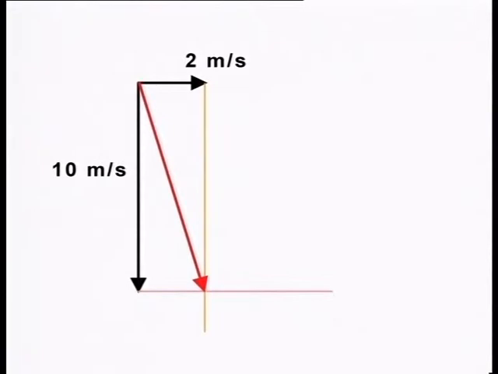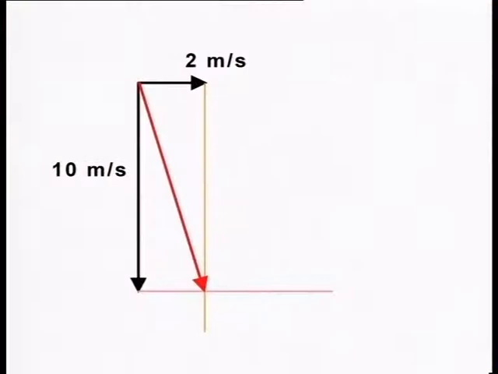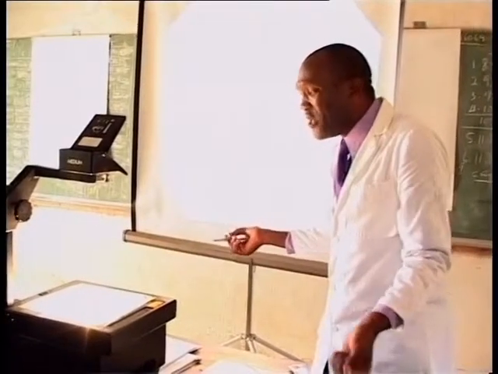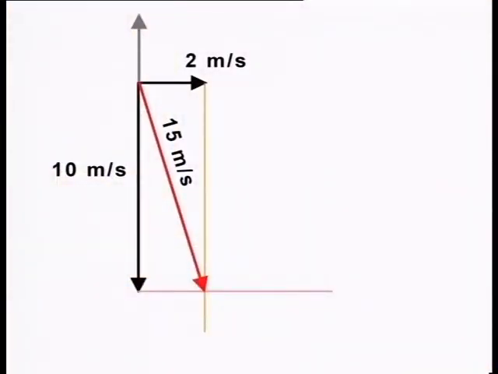And then you can measure the angle that the resultant makes, maybe with this angle. Then you measure the resultant here and you find it to be what? Maybe approximately 15 meters per second. Then you will say, my resultant is 15 meters per second at a bearing of what? 160 degrees. Do you get my point?